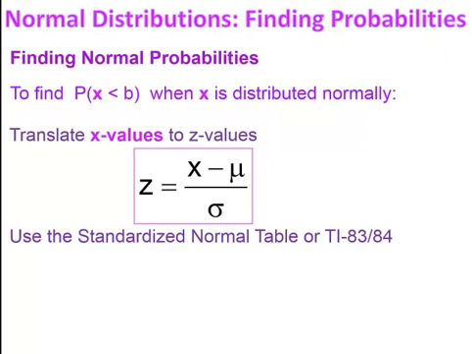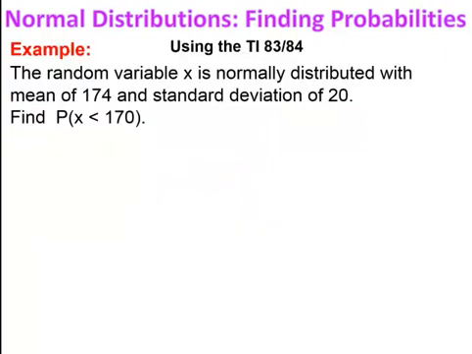Or if we have values in between, the x will be in between two values. So when x is normally distributed, you can translate the x value to a z-score by using this formula. And you're going to use either the standard table or simply the calculators like we've been doing. So here we go, and we're going to be using the calculators in here.